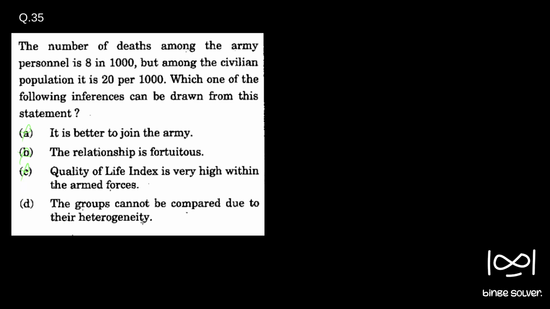The groups cannot be compared due to their heterogeneity. So that is the case here. Civilian population and army population are two entirely different groups, and the civilian population has people from all walks of life. So there is no point in making a one-to-one comparison of the number of deaths. So D is the correct answer. The groups cannot be compared due to their heterogeneity. Question 35, solution is D.